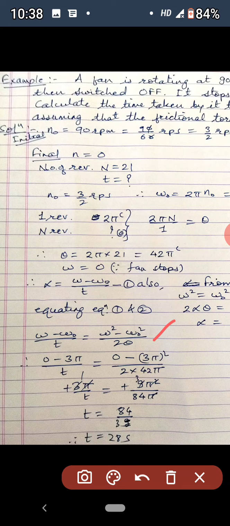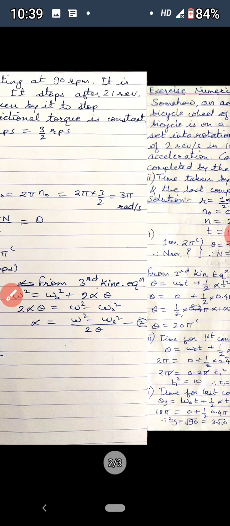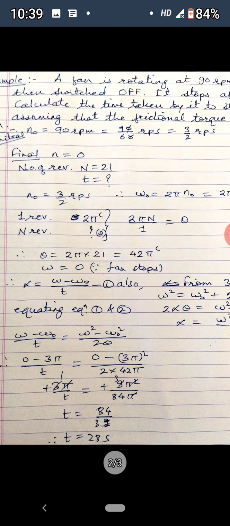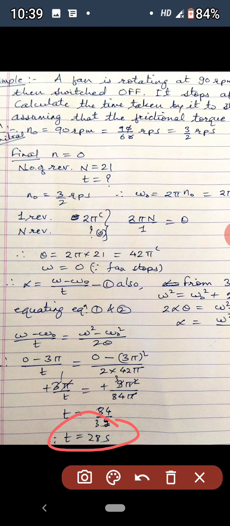Now put all the values which are given. Omega, the final angular velocity, is 0, so put the value of omega 0. Omega 0 is 3 pi, which we have calculated here, divided by time t, which we want to find, equals 0 minus (3 pi) square upon 2 into theta, which is 42 pi. So all the values are substituted, and this is solved. We get the value of t as 28 seconds. So in this way, the time taken by that fan to stop is 28 seconds. So 28 seconds is the answer of this numerical.